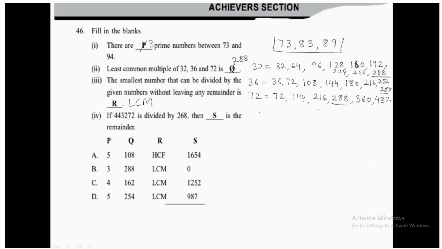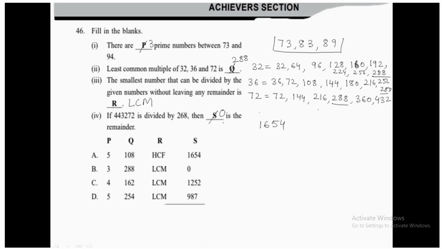Okay, now the next thing is we need to divide this number, what is given over there, by 268. Then dash is the remainder. When we are dividing this number, 443,272, by 268, we are getting 1,654. This number is completely divisible by 268 and we are not getting any remainder. So at the place of remainder, we will put 0.